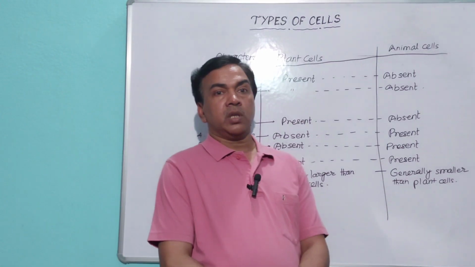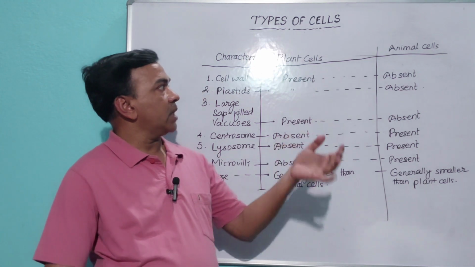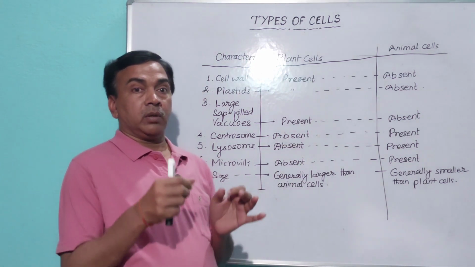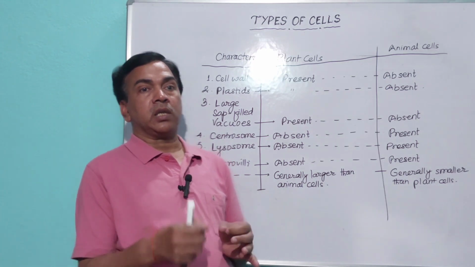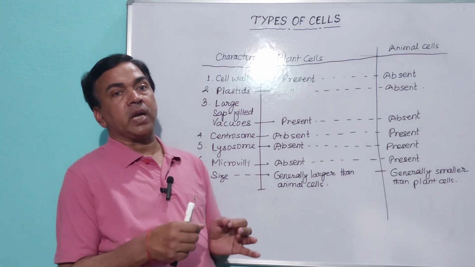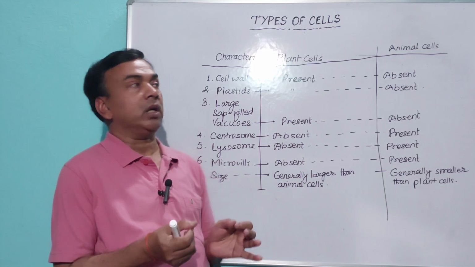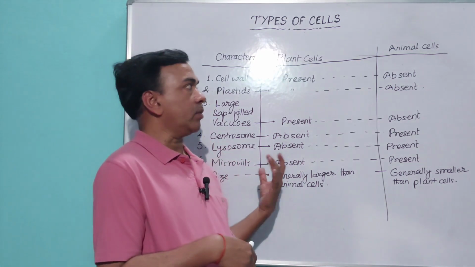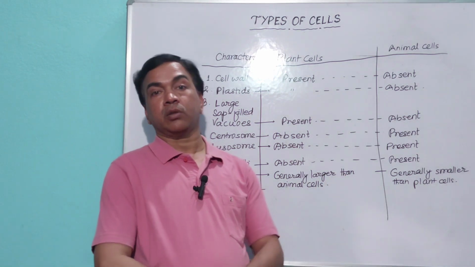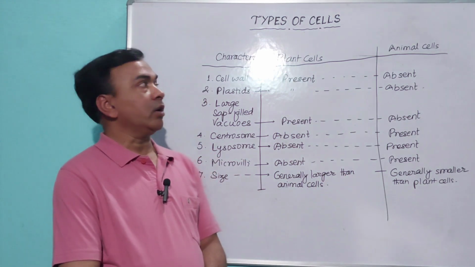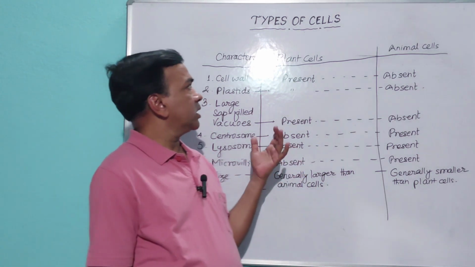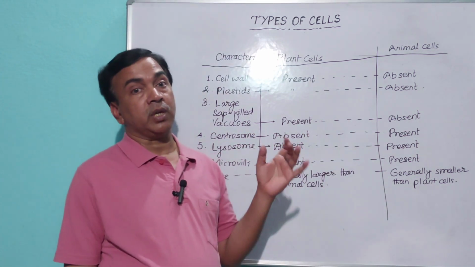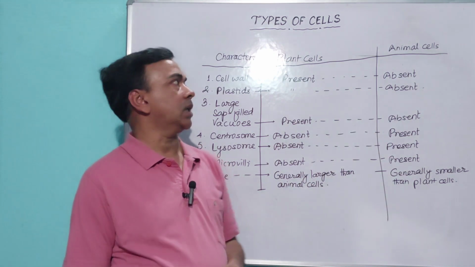Now we will see differences between plant cells and animal cell. We have seen that eukaryotic cells are basically of two types, plant cells and animal cells, but the third one is fungal cell, which have some differences from plant and animal cell and is also an eukaryotic cell. So first of all, we will see difference between plant cell and animal cell. Then we will see the difference between plant cell and fungal cell.